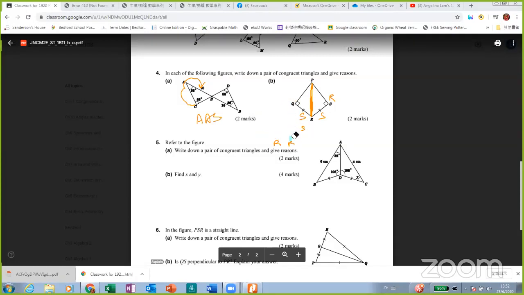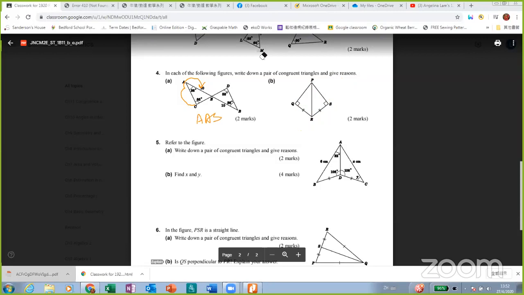Therefore, in this case, if you look at this length, PR is opposite to the right angle. Therefore, this is H, hypotenuse. Therefore, for this one, these two triangles are congruent. The reason is RHS.